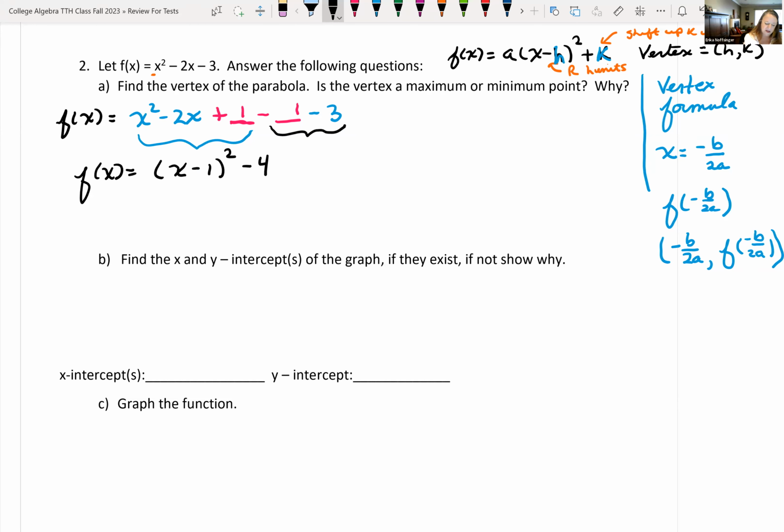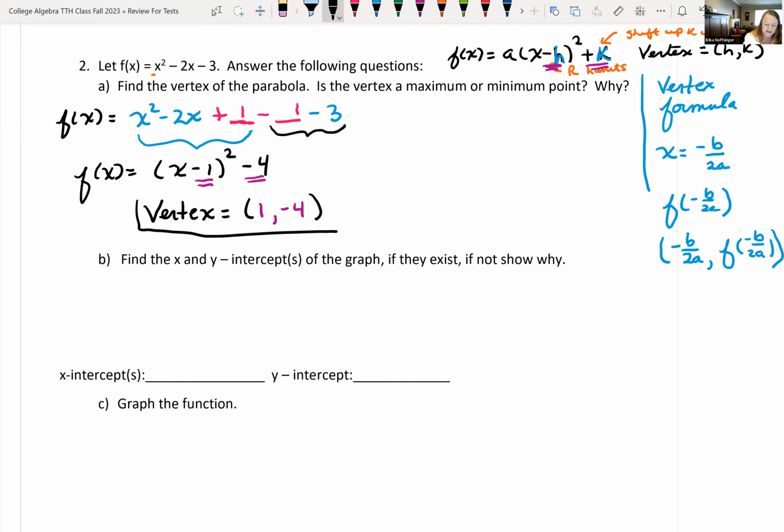And so I can tell here that my vertex is equal to opposite sign inside. So opposite sign inside, that's going to be 1. And it's the same sign outside, which is negative 4.